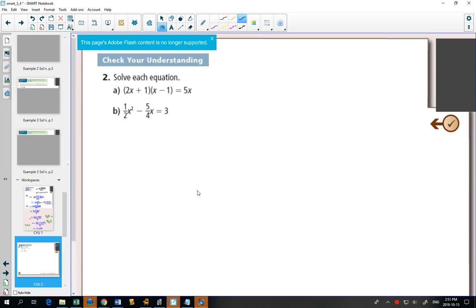To solve each equation, when we look at part A on the left-hand side, can you see that it looks factored? But on the right-hand side, it is equal to 5x. The only time something factored is helpful is if it's equal to 0. So in this case, the other side is not equal to 0, so we would first have to multiply this all out. So I'm going to FOIL that. 2x squared, my outsides minus 2x plus x minus 1 equals 5x.